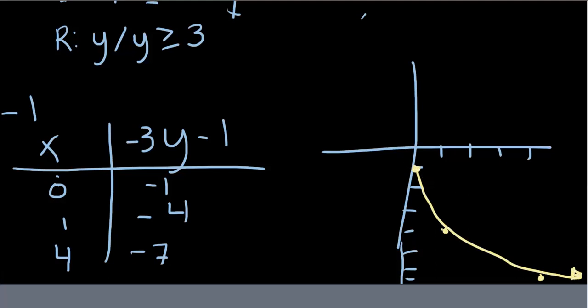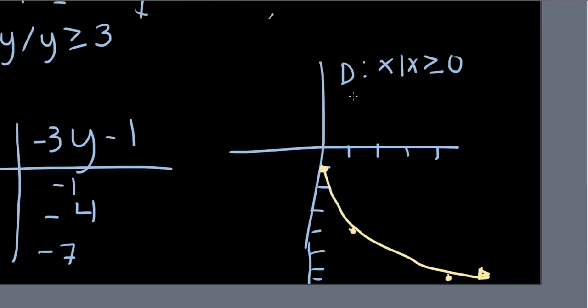Okay, so the domain is going to be x such that x is greater than or equal to 0, because the values of x are going to keep on increasing. For the range, however, the values are going to keep on decreasing, so it's going to be y such that y is less than or equal to -1. And that's it.